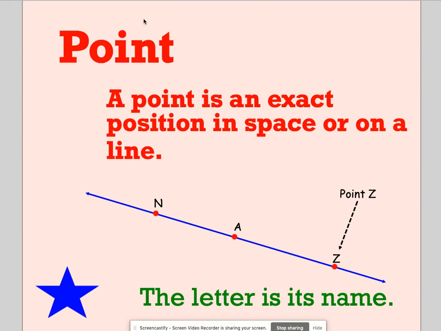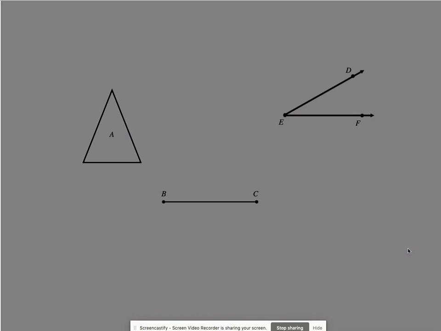The first figure that we're going to talk about is a point. A point is an exact position in space or on a line, or any other linear figure. You have 3 points in this image. You have point N, point A, and point Z. In geometric notation, there's no specific way to write the name of a point other than the word point followed by the letter that goes with the dot. A point looks like a dot, and the letter is its name. If you look at these 3 figures, which is not a point?